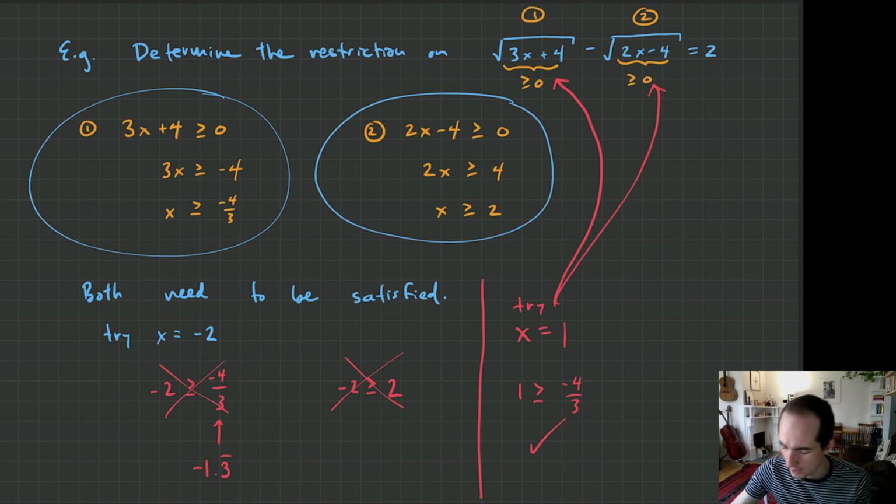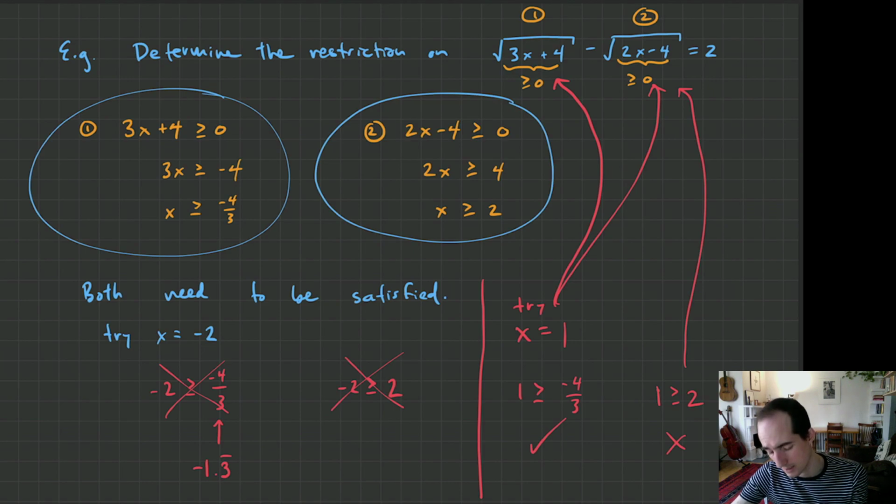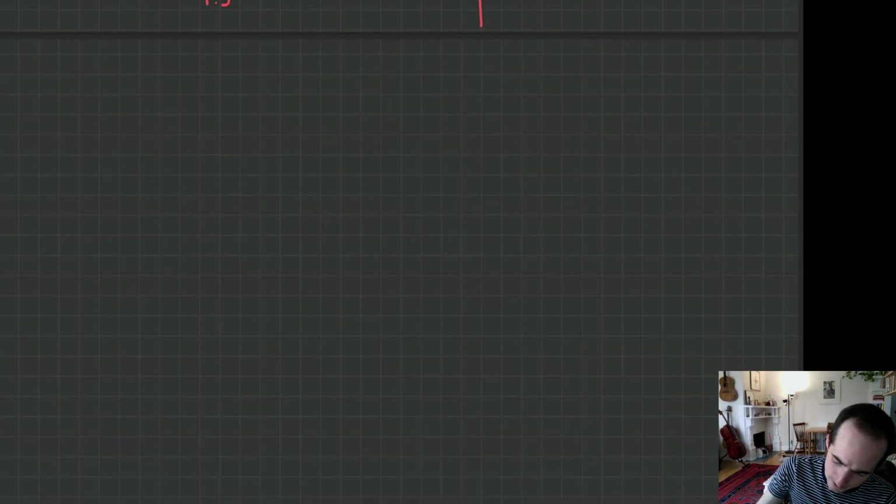Let's try the second one. Well, the restriction on that one is that you'd have to have x greater than or equal to 2. Is 1 greater than or equal to 2? No, it is not. So we would have a problem in here, because I'd have 2 times 1, which is 2, so we'd have 2 minus 4. We have the square root of negative 2. That's no good.